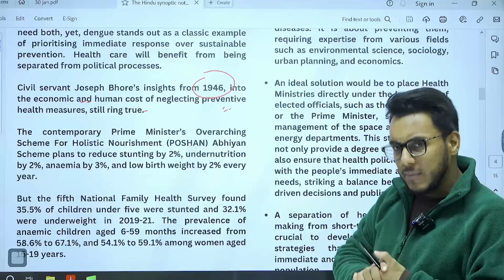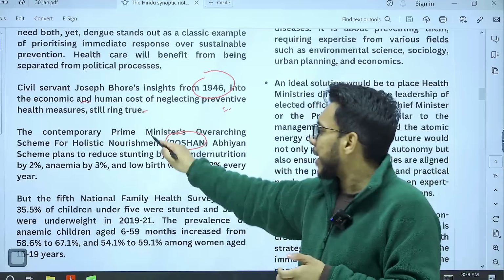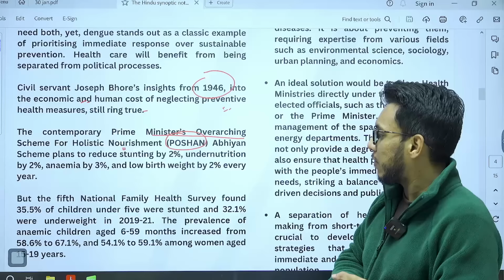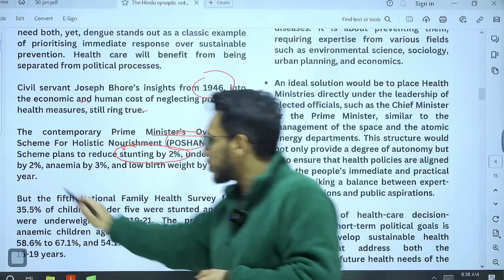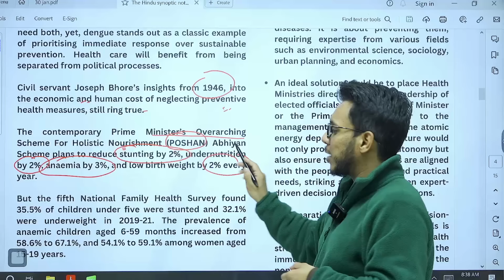Now, the government recently came out with the Poshan Abhiyan, the Prime Minister's overarching scheme for holistic nutrition. Under this Poshan Abhiyan, we are focusing on certain indicators. For example, reduce stunting by 2%, undernutrition by 2%, anemia by 3%, and low birth weight by 2% every year. These are the targets that have been taken.